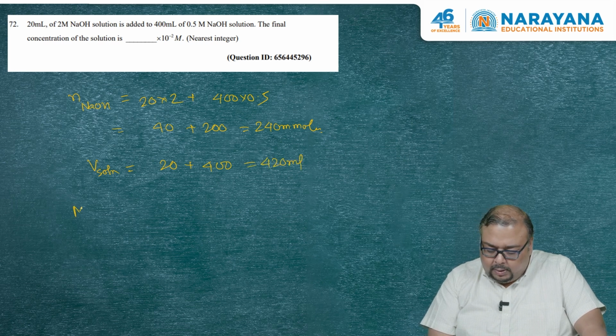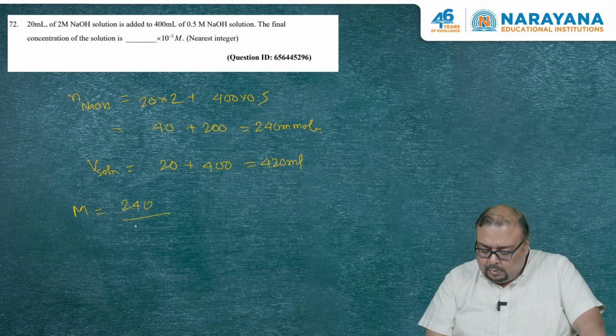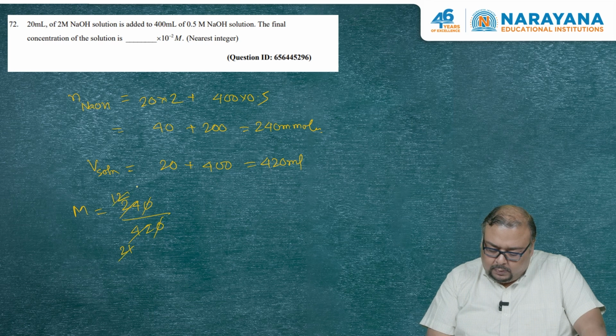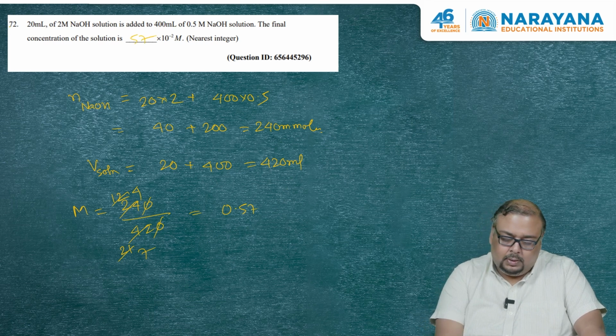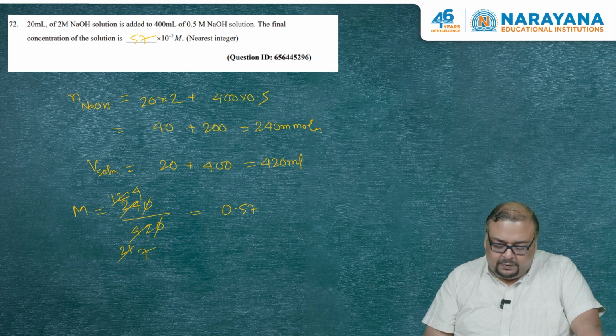So molarity will be equal to millimoles by volume in milliliters. So it will be 240 by 420. So it will be like 12 and 21. It will be 4 and 7. So it will be like 0.57. Okay, so that will be equal to 57 into 10 power minus 2. So for question 72, the answer should be 57.